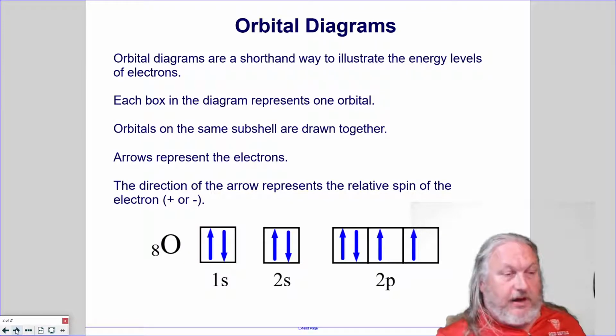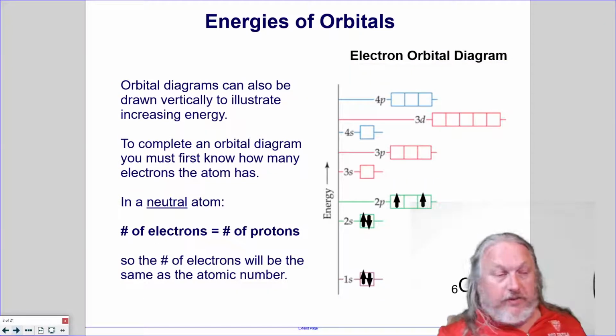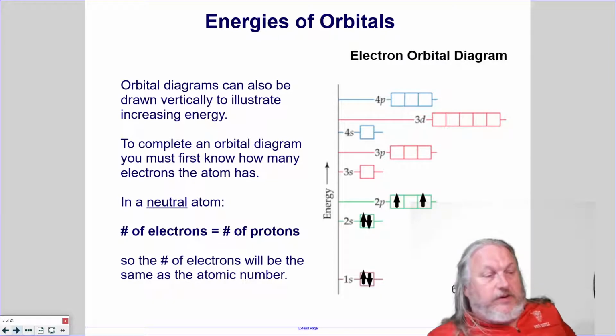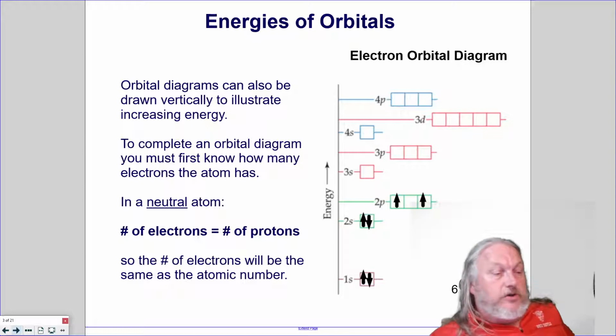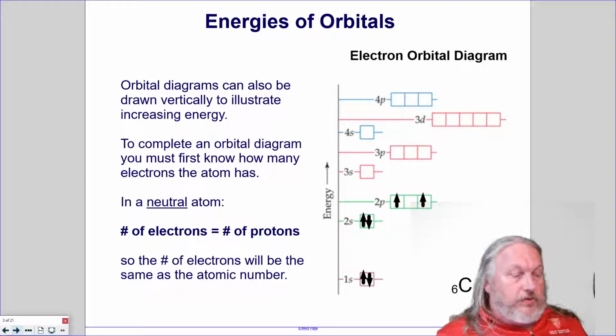So this is an example of oxygen, which is atomic number 8. That means it's got 8 electrons. So you can see if you count them 1, 2, 3, 4, 5, 6, 7, 8 electrons. That would be the orbital diagram. You can also put these vertically, and that illustrates the increasing energy of the orbitals. In order to do either one of these orbital diagrams, you've got to know how many electrons the atom has. In a neutral atom, the number of electrons equals the number of protons. We covered that after about the first or second week of school. So the number of electrons will be the same as the atomic number.